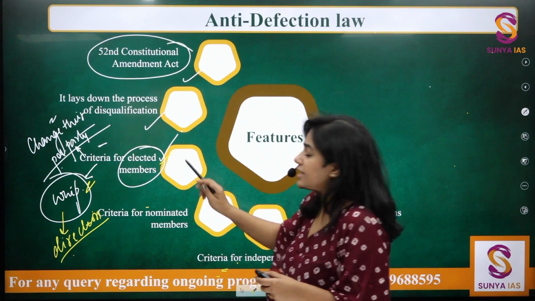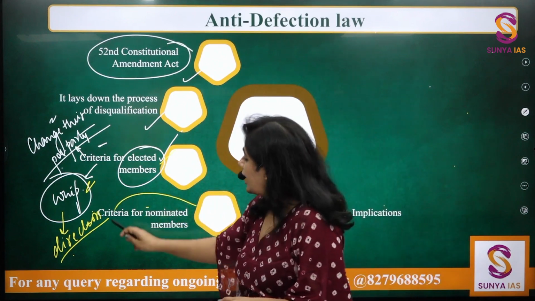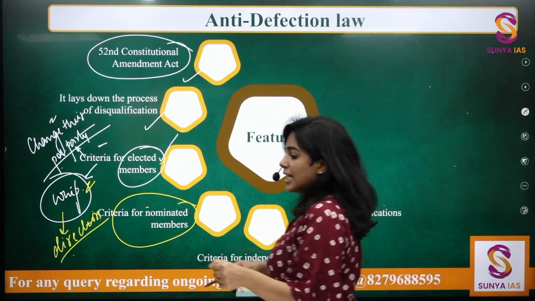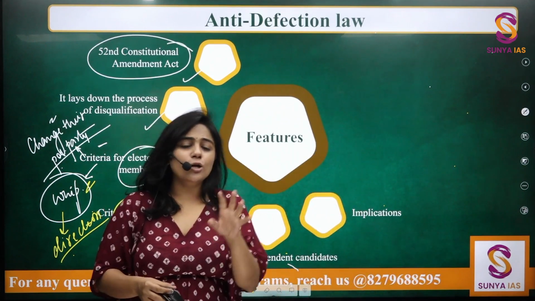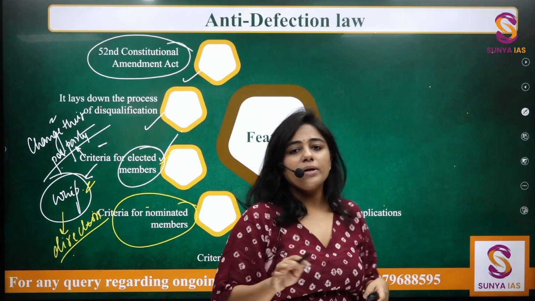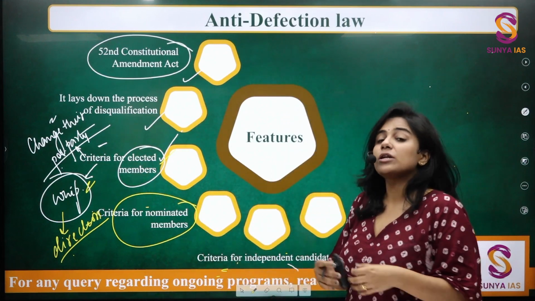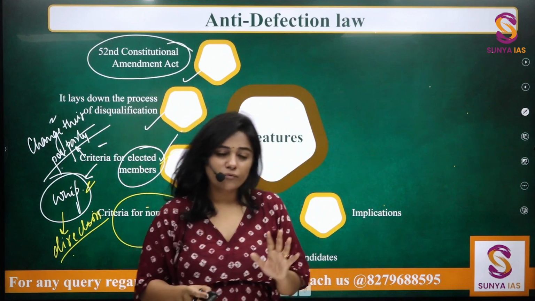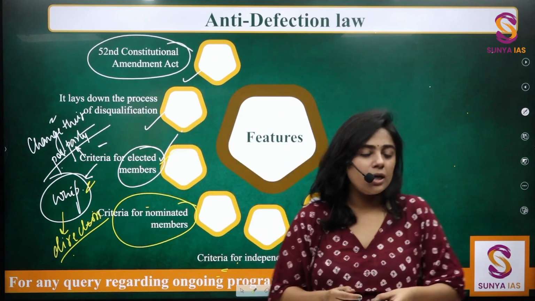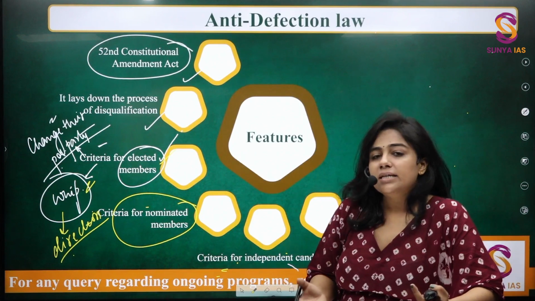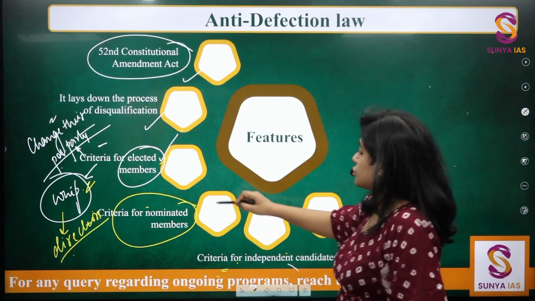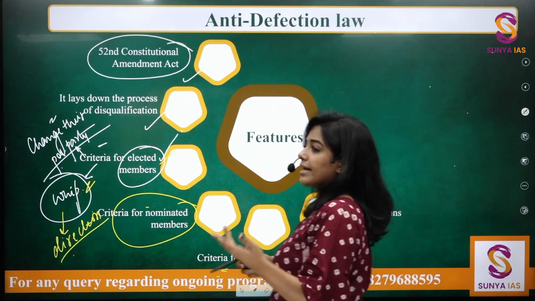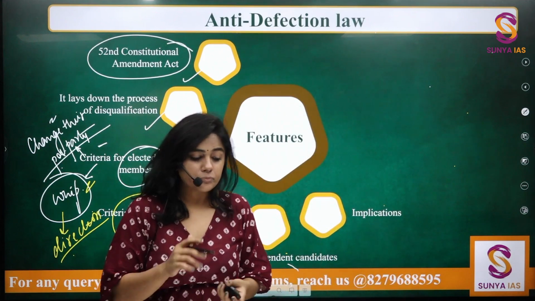Second thing. So this is elected members. Second kind of members can be nominated members. So up till very recently, there were Anglo-Indian members, two Anglo-Indian members who were to be nominated by the President of India to the Lok Sabha. You're very clear about that, right? Now that is not there. 104th Constitutional Amendment has removed the Anglo-Indian reservation in the Parliament and the state legislatures as well.